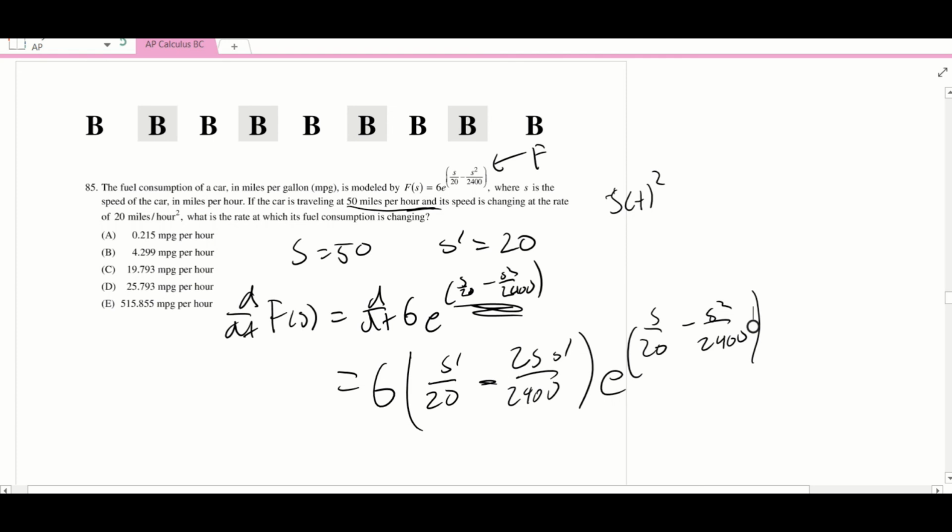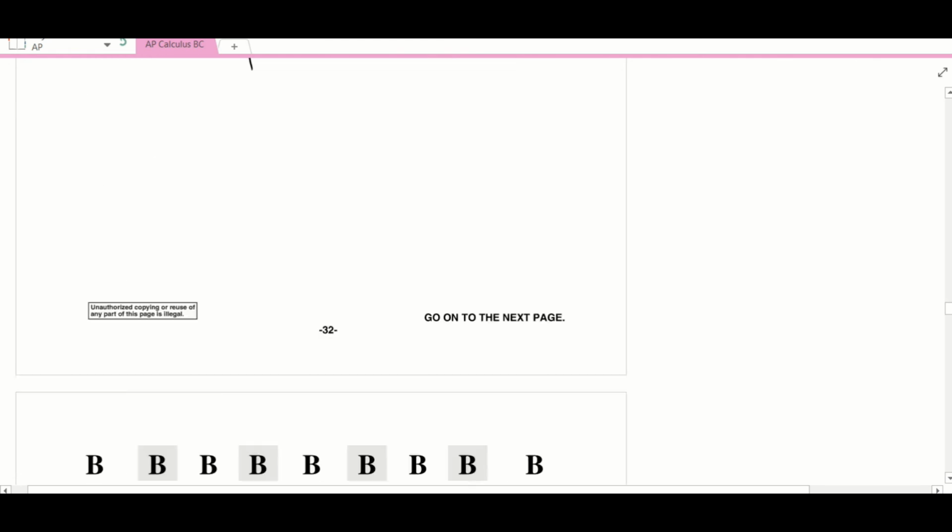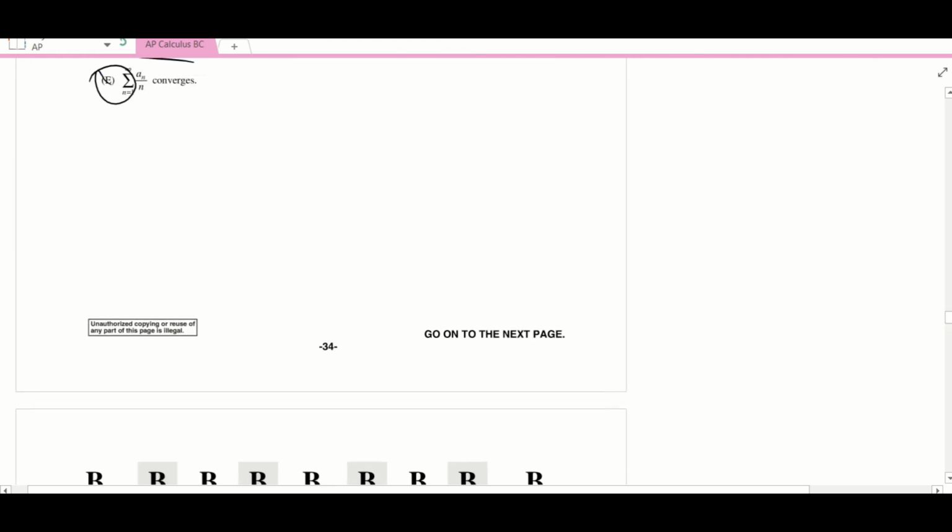Oh, when I plugged in 20 for s squared instead of... So yeah, don't make that mistake, plugging in wrong values. Instead of plugging in 20, I should be plugging in 50. I don't know how that slipped past me. So I got 4.298, which is B here. It shouldn't be like that.